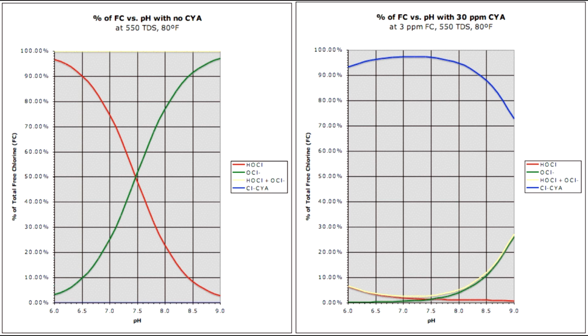Now it's about 3% with 30 parts per million CYA. And most outdoor pools have more than 30 parts per million CYA anyway. So can you really tell the difference between 7.0 pH and 8.0 pH on this chart with the red line? No, it's pretty equal. I mean, it goes down a little bit, but it's less than 1% difference. So it's pretty much negligible.